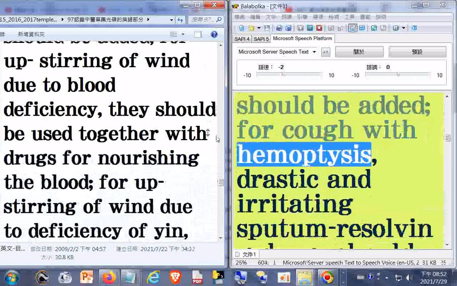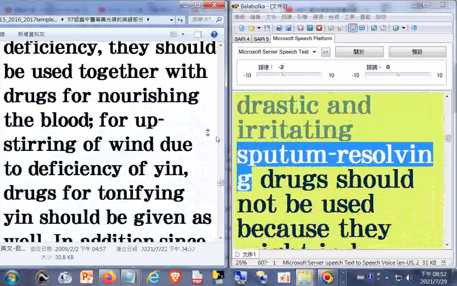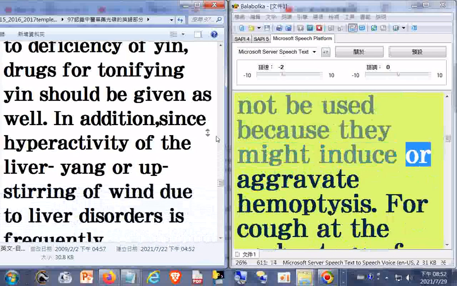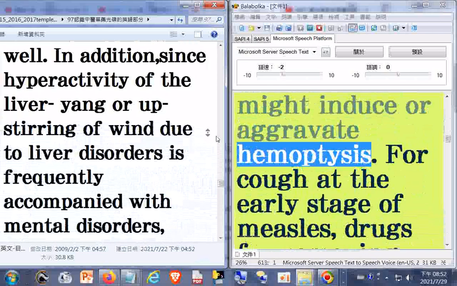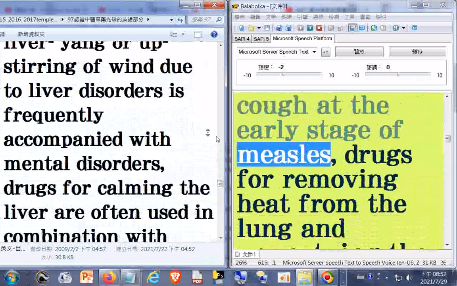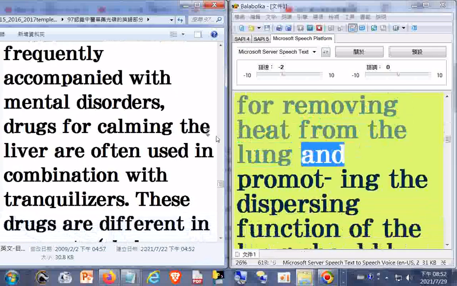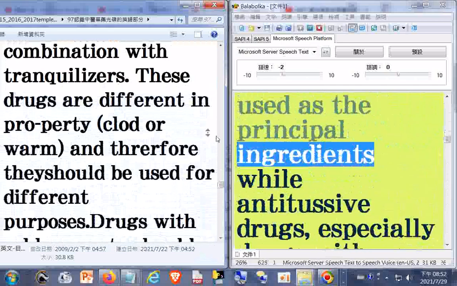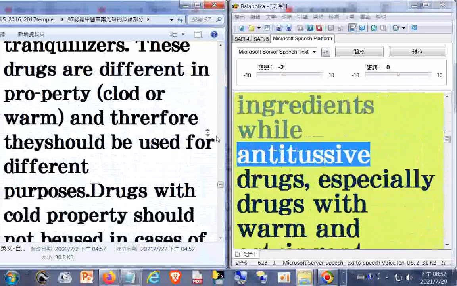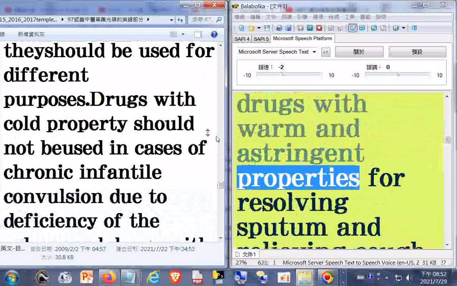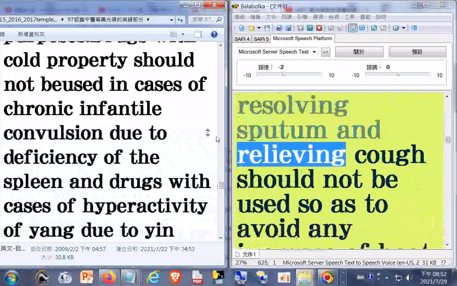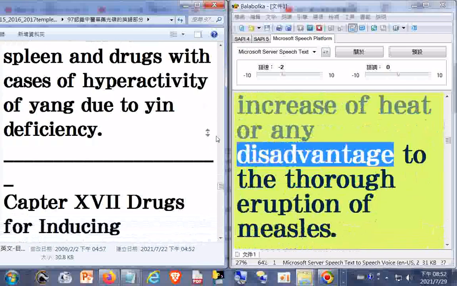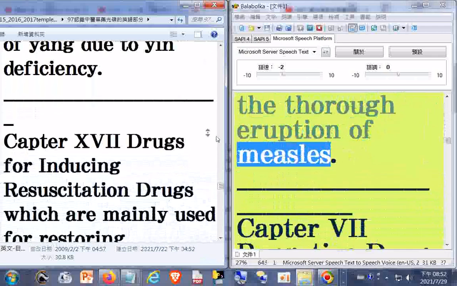For cough with hemoptysis, drastic and irritating sputum-resolving drugs should not be used because they might induce or aggravate hemoptysis. For cough at the early stage of measles, drugs for removing heat from the lung and promoting the dispersing function of the lung should be used as the principal ingredients, while antitussive drugs, especially drugs with warm and astringent properties for resolving sputum and relieving cough, should not be used so as to avoid any increase of heat or any disadvantage to the thorough eruption of measles.